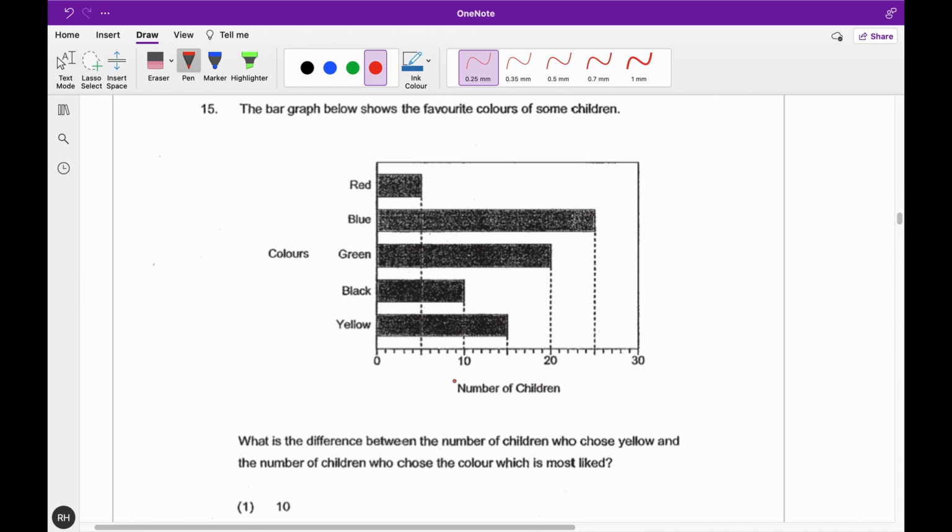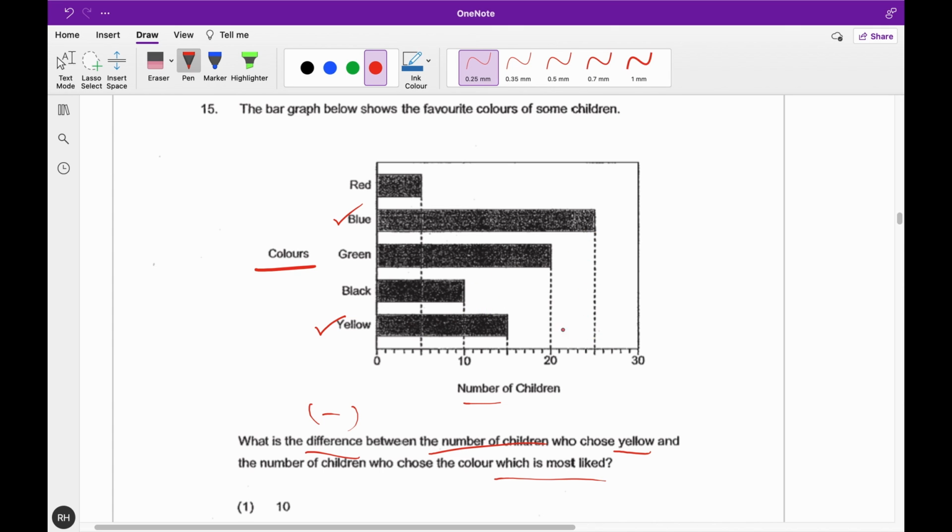Question 15. The bar graph below shows the favorite colors of some children. So we have the colors and then the number of children. What is the difference between the number of children who chose yellow and the number of children who chose the color which is most liked? Okay, so we have yellow and most liked. Okay, so we can see the longest bar would be blue. So we want to find the difference. Difference means we want to minus away. We want to use the bigger number and minus away the smaller number.